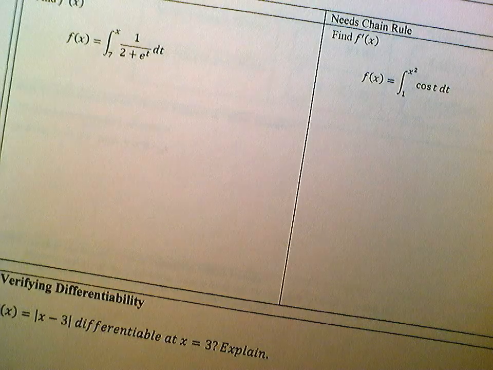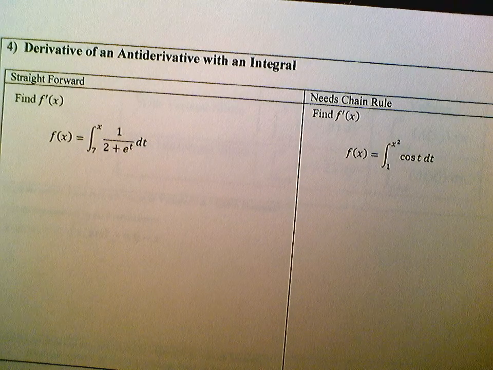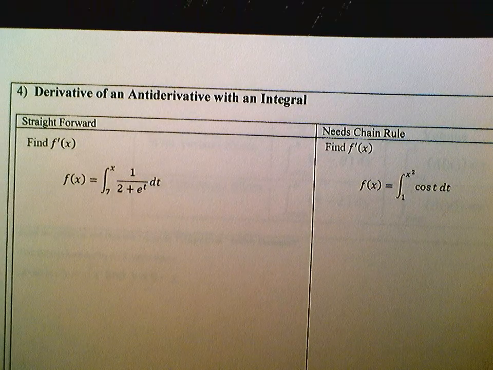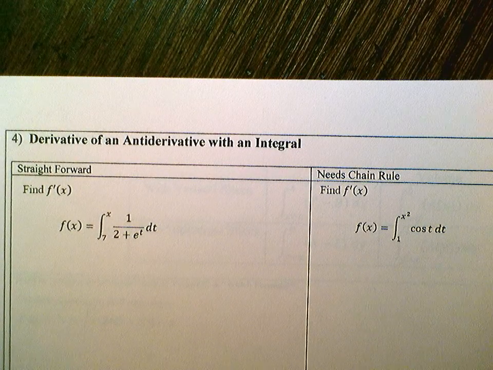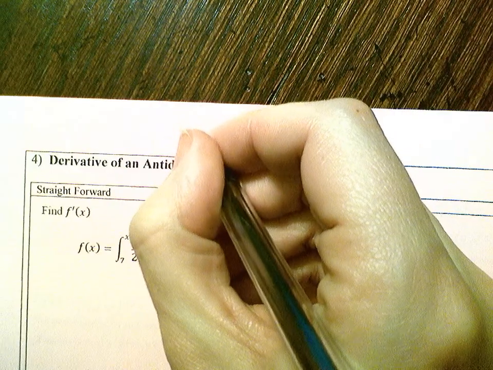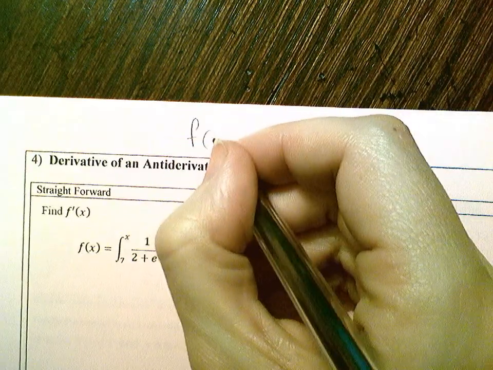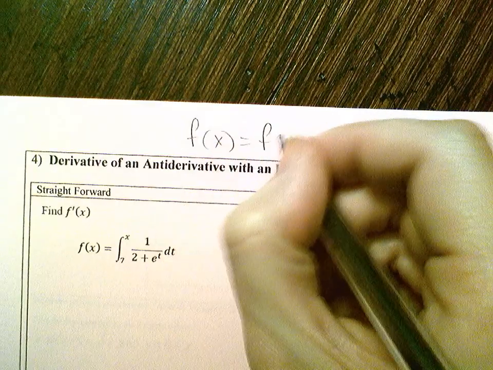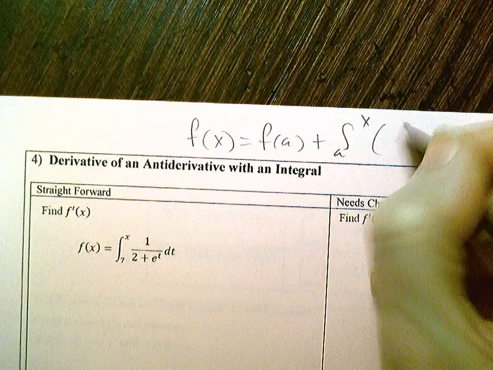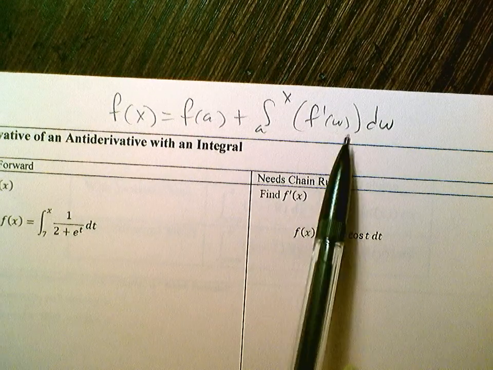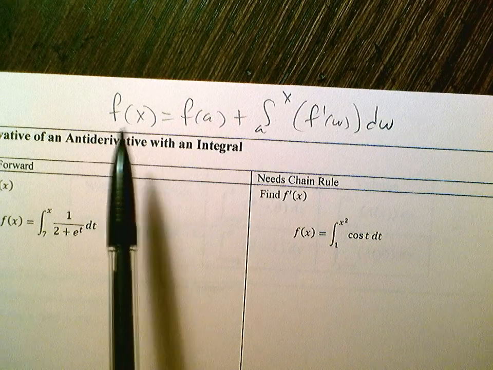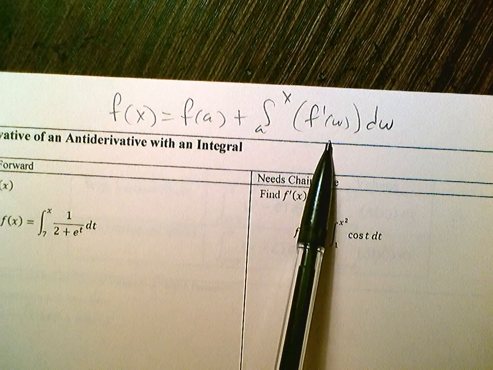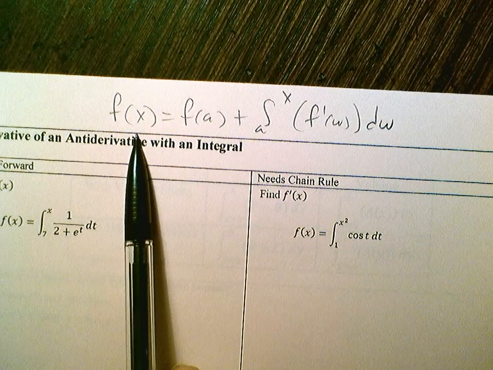Alrighty, next. So the derivative of an antiderivative with an integral. What you need to know is the antiderivative with an integral formula. So you would need to know that f of x equals f of a plus the integral from a to x of f prime of w dw. And the input of the integral is the derivative of that. That's the key observation here.